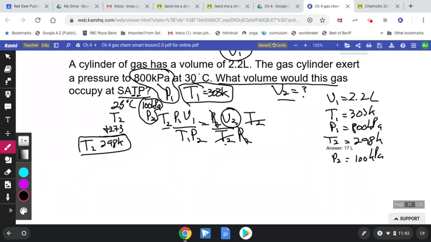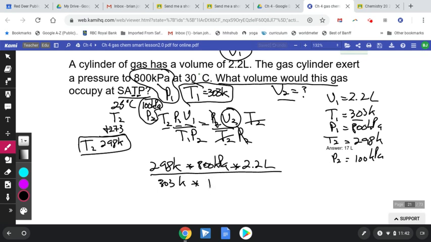Temperature 2, 298 Kelvin. Pressure 1, 800 kPa or kilopascals. Volume 1, 2.2 liters. Divided by temperature 1, 303 Kelvin, times pressure 2, 100 kilopascals.